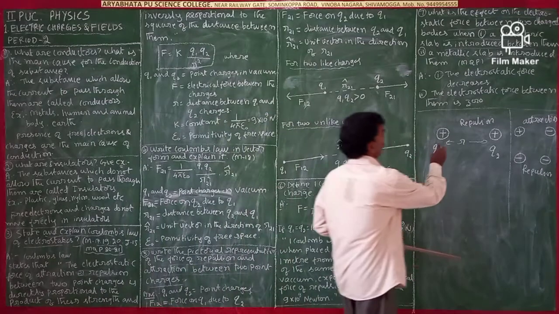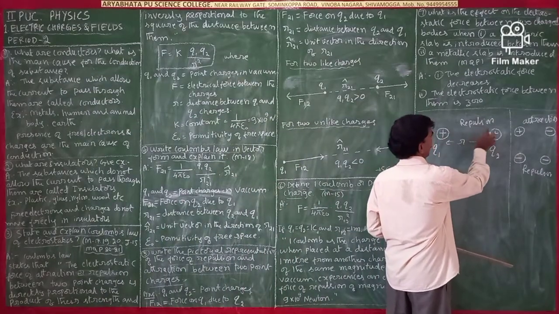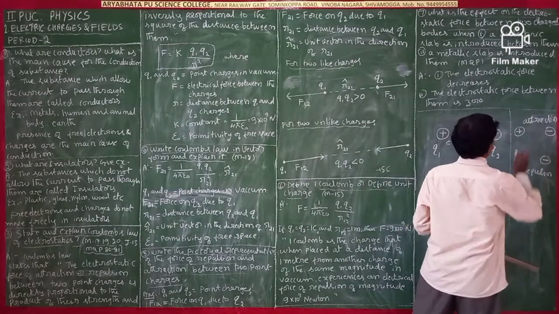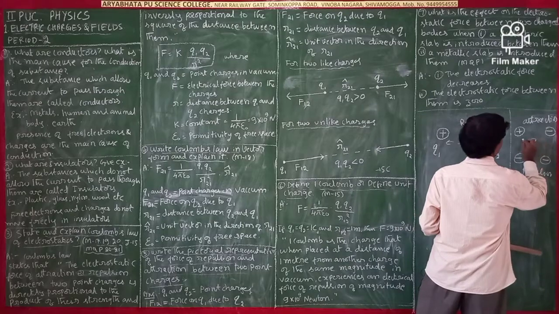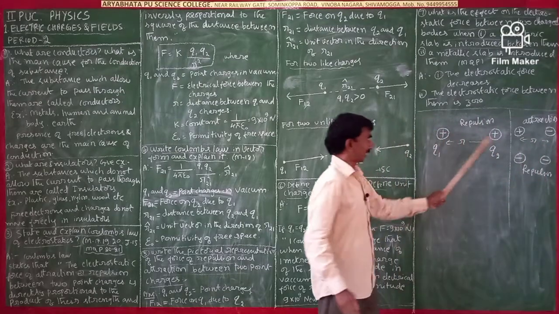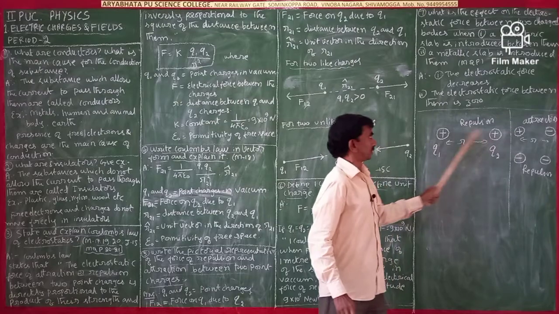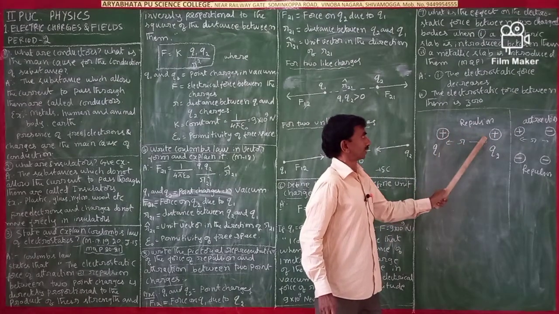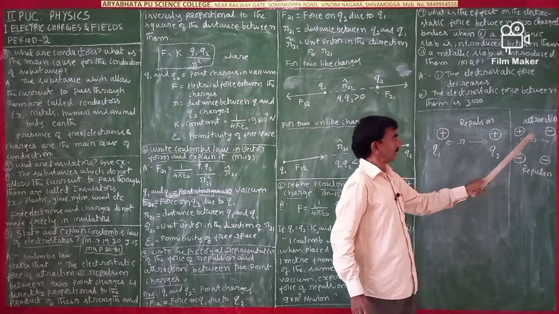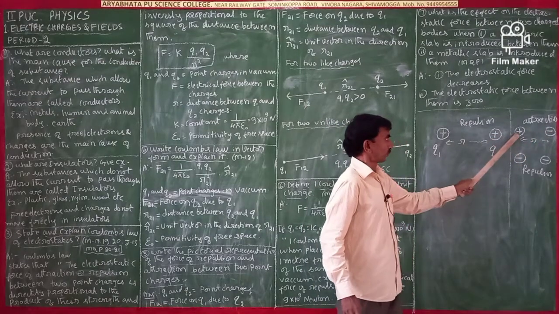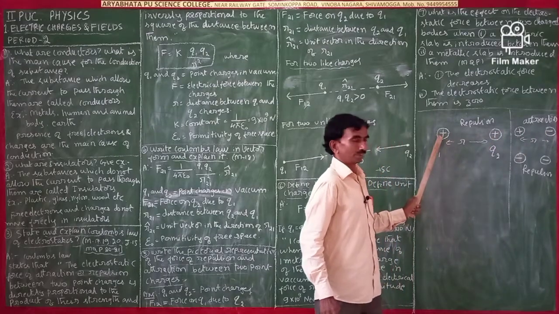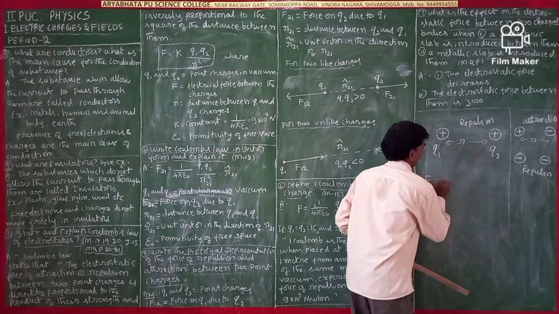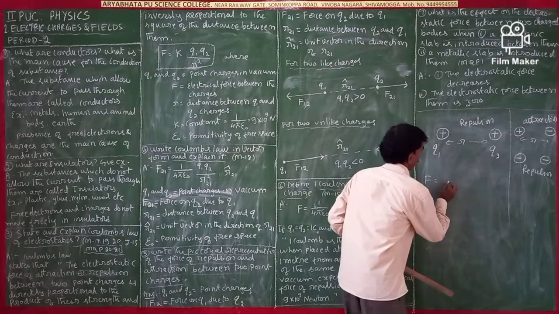You see, if it is a plus and if it is a plus, this is repulsion. If it is a plus and if it is a minus, then it is attraction. So the force of attraction, this is also R. If the two charges are the same, it is repulsion, and if opposite in sign, it is attraction. F is the force of attraction or repulsion between the two charges.